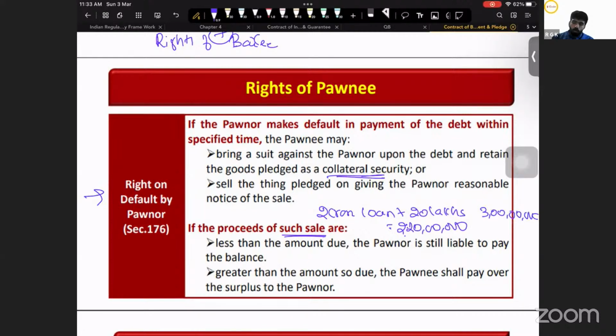If greater than the amount so due, the pawnee shall pay over the surplus to the pawner. Whatever the excess amount is there, it shall be paid to the pawner. However, if the jewelry fetches only 1 crore 80 lakhs, then the pawner is still liable to pay the balance. You can hold the pawner liable for the balance. This is important here in this particular discussion. This particular slide is very, very important. Rights of pawnee. Please make sure you have understood it.